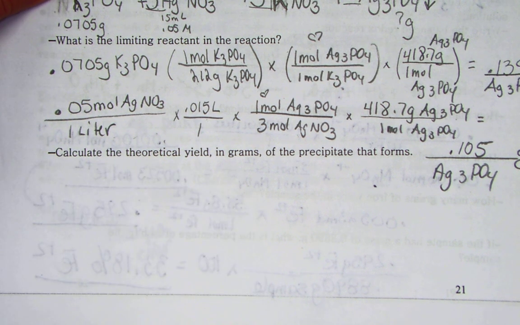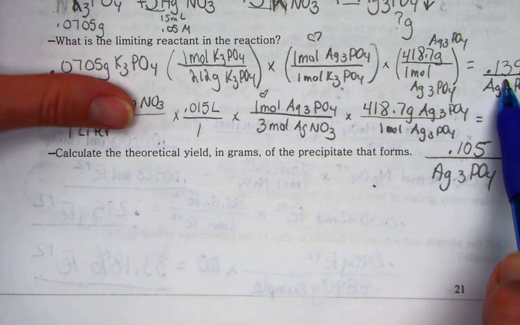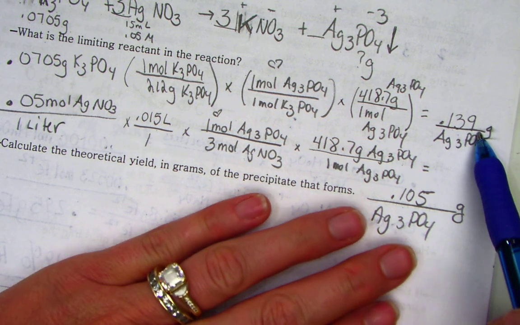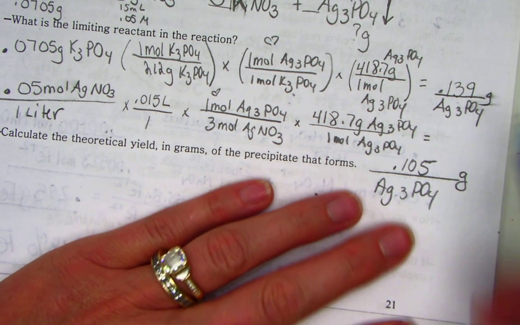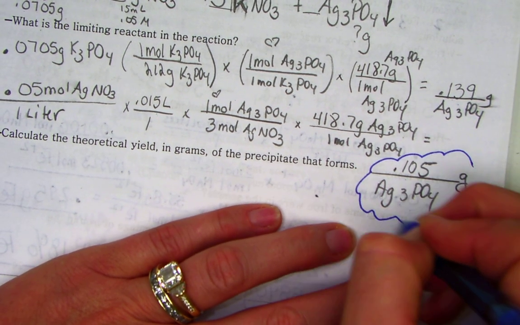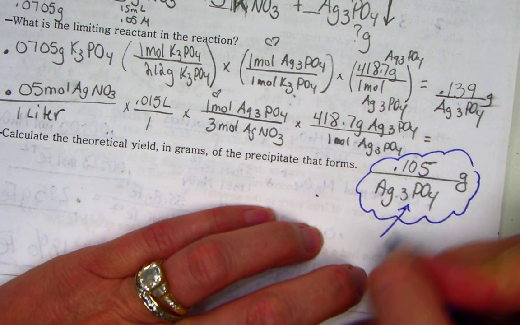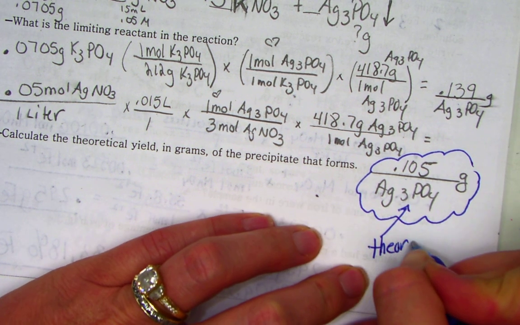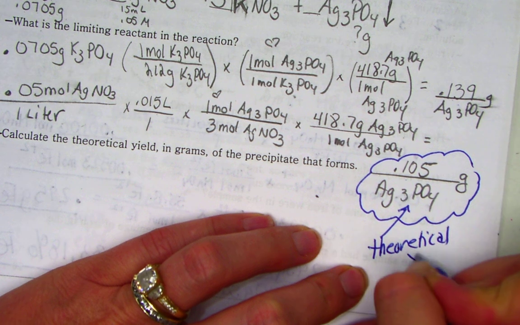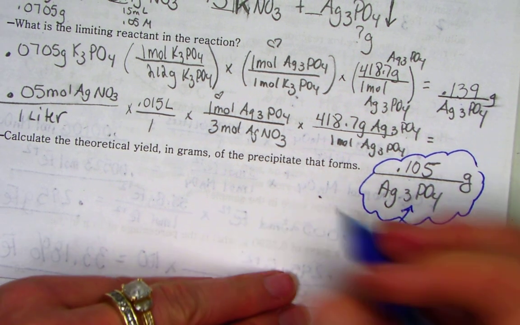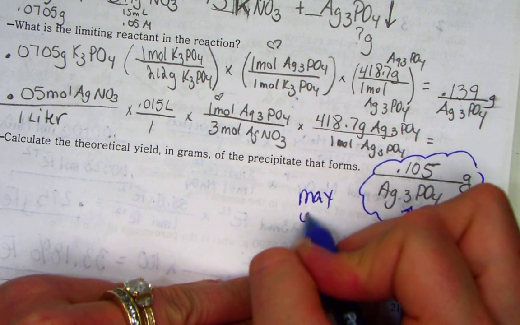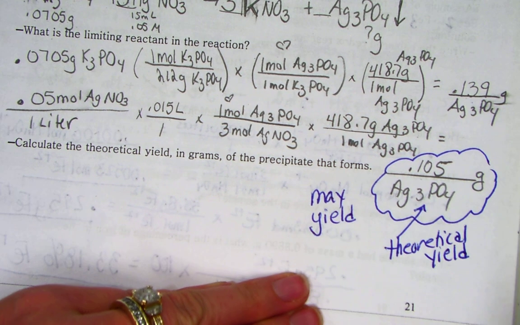I can clearly see, comparing these two answers, the first answer 0.139, the second answer 0.105, the smaller of the two answers is my theoretical yield. Sometimes you hear us call it the maximum yield. It's the most I can make, the smaller of those two answers.